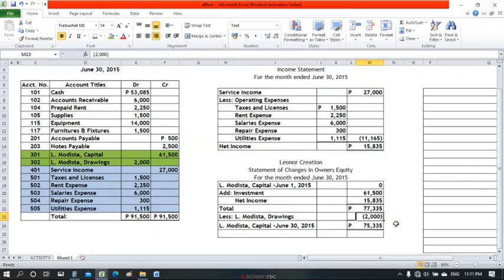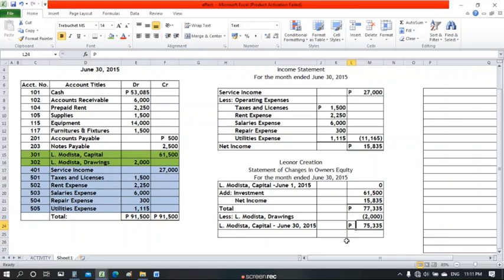And then don't forget to write open and close parentheses for those amounts na ililess. And then this will give us an ending capital, so El Modista, Capital. To determine that this is an ending capital, don't forget to write the date, which is the ending date natin. So, yung beginning natin is June 1, the ending is June 30. And then, don't forget to write peso sign for those amounts na need ng peso sign. So, yung mga nilagyan ko, yun.